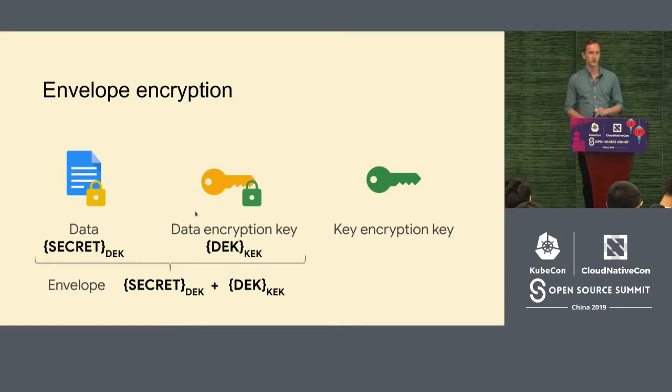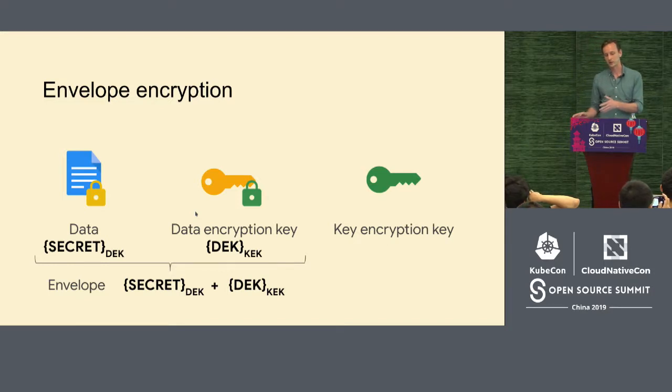When you actually store the data, you encrypt it with the DEK, you encrypt the DEK with the KEK, you concatenate those 2 parts, and that's called the envelope. That's what you actually put into etcd, while the key encryption key lives outside of the master VM, completely on a separate machine, a separate infrastructure.